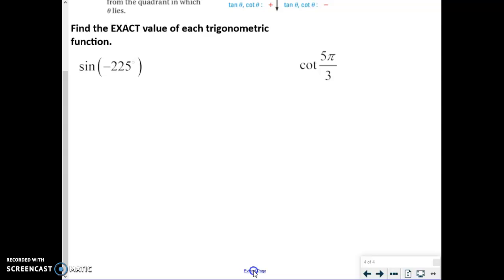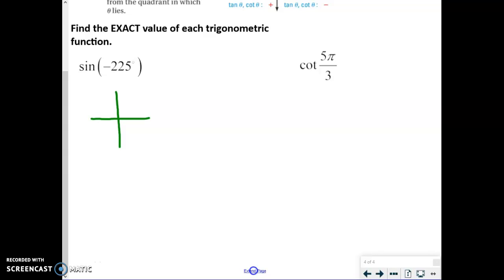Okay, so we have 2 values. The first one is the sine of -225 degrees. So step number one that we are going to take a look at is what would be the reference angle for that. Now you can do this mental math, you can do this paper and pencil. I'm just going to draw it so you can see it.